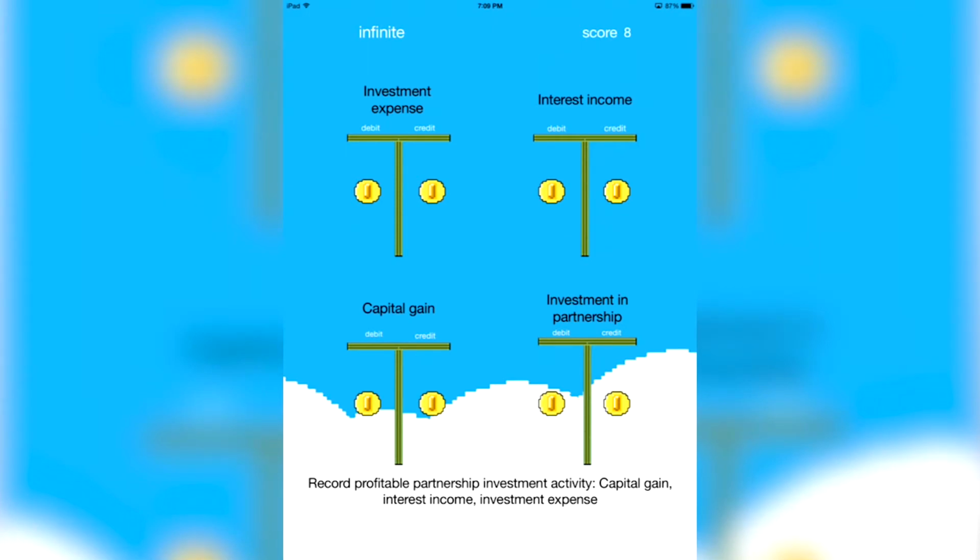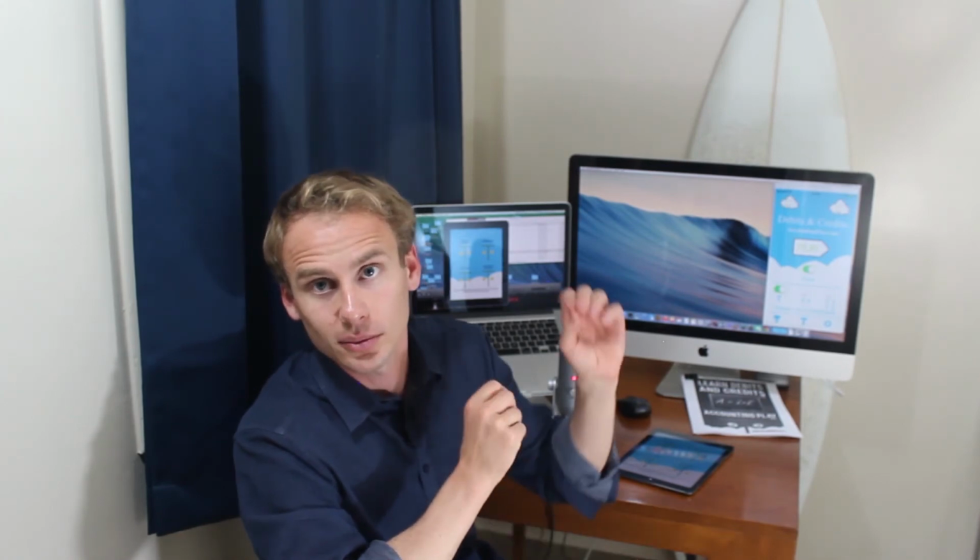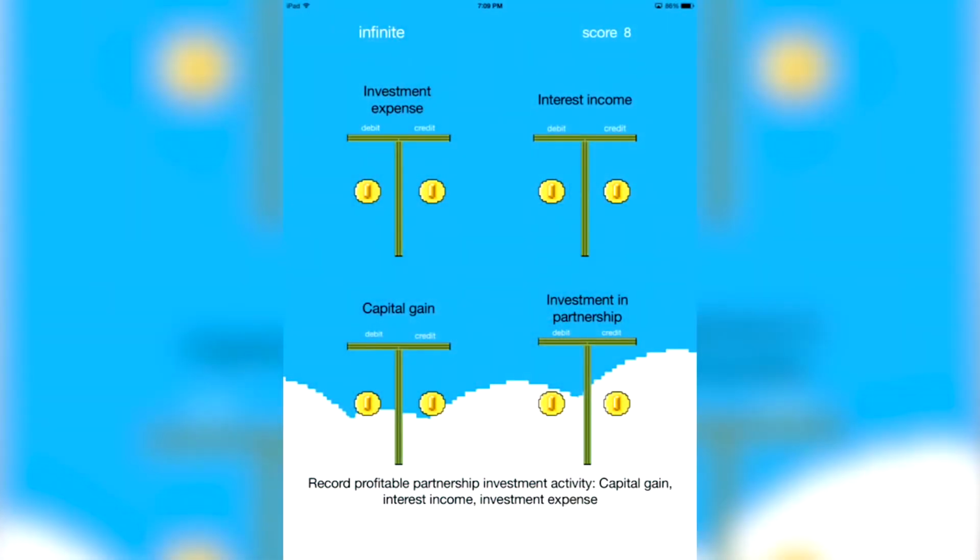Record profitable partnership investment activity. Now, let's discuss this for a second. Recording partnership activity is typically a tax thing that's done. So in this case, in the tax account, there might be a revenue, gross receipts, income, or otherwise. And so you have to break those down. So here, we're talking about 4 accounts. So record investment activity. We have the capital gain. We have the interest income. And we also have an investment expense.